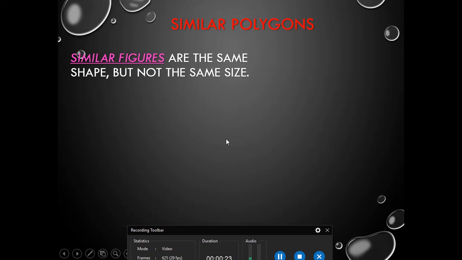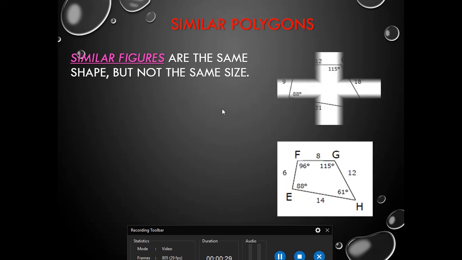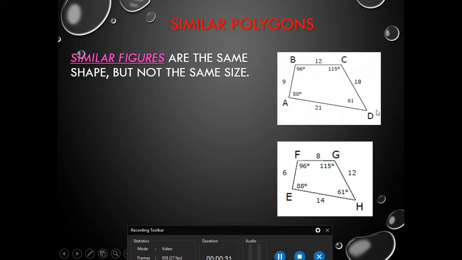When we discuss similar figures, what we're saying is that the same shape exists, but it's no longer the same size. So even though the pictures look like they're close in size, you can see from the measures on the corresponding sides that they are different.